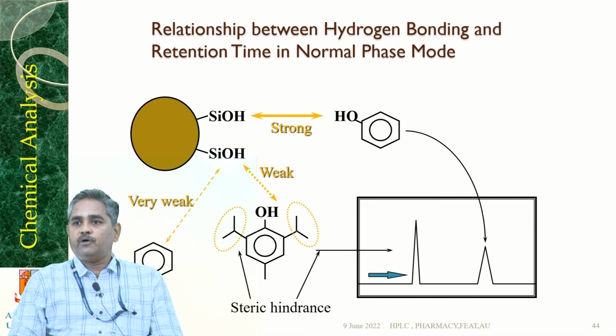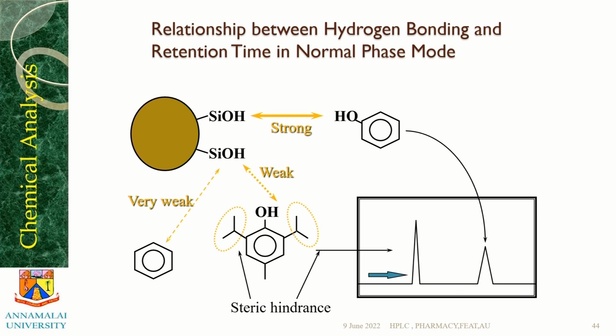Relationship between hydrogen bonding and retention time in normal phase. Here you can see a silica type of column is used, which has strong binding with phenol. So, the OH binding will be strong, and due to steric hindrance the binding will be weaker for some compounds, which will be eluted first, and there is very weak bonding with benzene, so it will be eluted first.